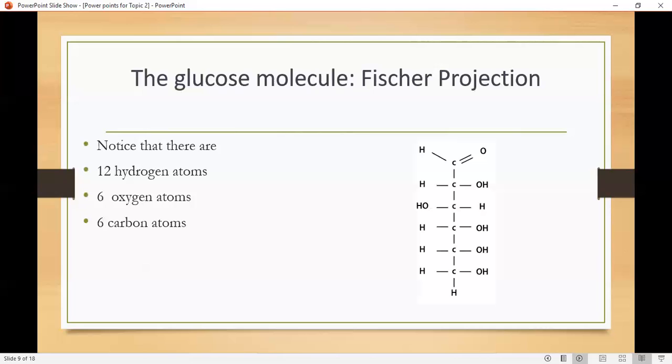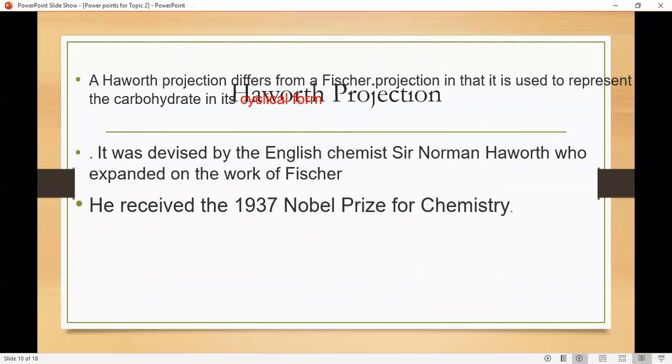When we count the atoms in this glucose, we'll find out that there are 12 hydrogen atoms, 6 oxygen atoms, and 6 carbon atoms. Let's count. 1, 2, 3, 4, 5, 6, 7, 8, 9, 10, 11, 12. So you see we have 12 hydrogen atoms, 6 oxygen, and 6 carbon. So that is how we draw our glucose. I want you to get a piece of paper and try it and see whether you can get it.